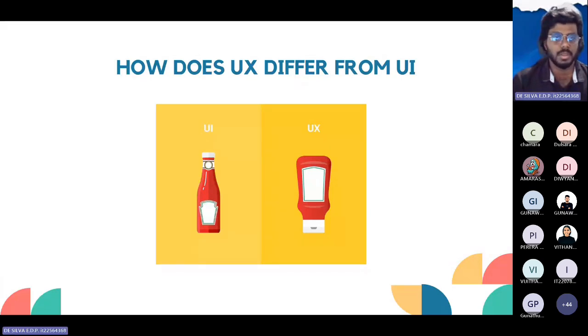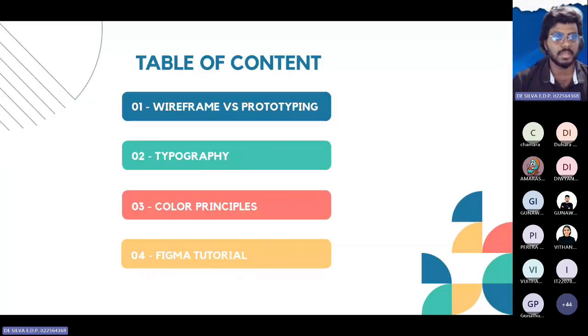All right. This is the table of contents for my part. The first one is wireframing and prototyping, then typography, and the third one is color principles, as well as the final part, the basic Figma tutorial. All right, let's move to the next part.